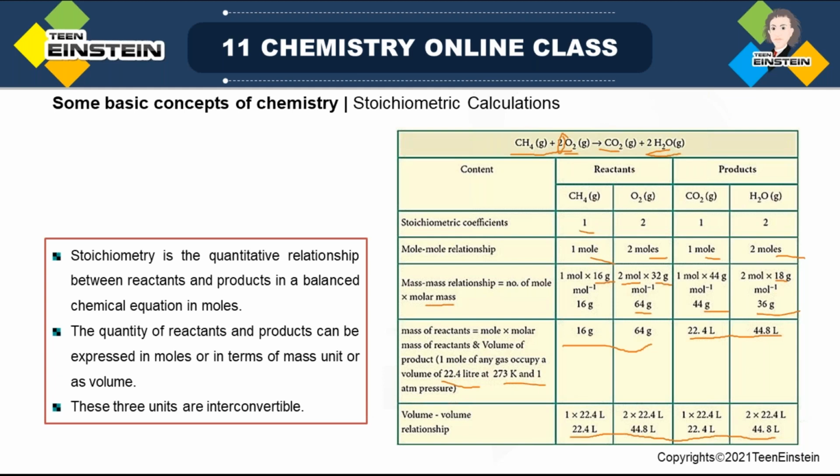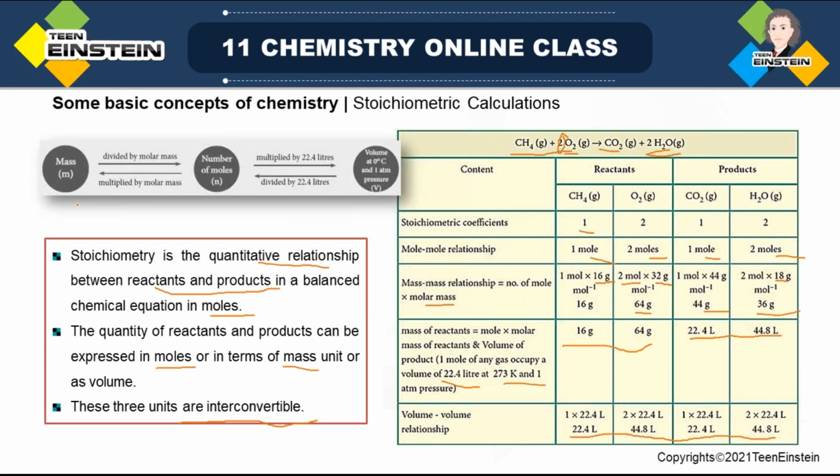So stoichiometric calculation, as you can see here, stoichiometry is the quantitative relationship between reactants and products in a balanced chemical equation in terms of moles. The quantity of reactants and products can be expressed in terms of moles, as you have seen in the first row. Then we have also expressed it in terms of mass. You can also express it in terms of volume, provided they are in gaseous form. So we can express it in different ways. And remember, these 3 types of units, moles, mass, or volume, are actually interconvertible.